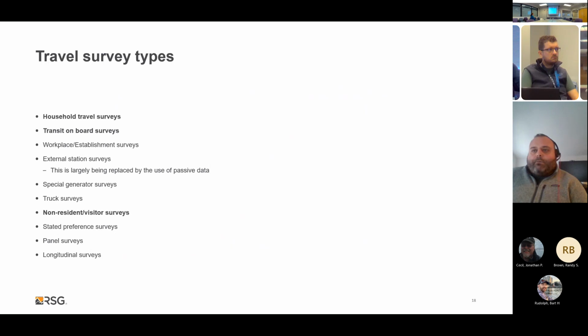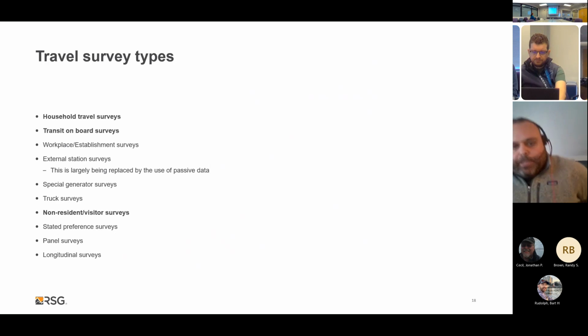I highlighted here in bold non-resident or visitor surveys because this is typically something that the AMATS region has not done. And it's really common in areas that have huge visitor populations to have a completely separate visitor model that is embedded within the travel demand model that is estimated based off of a non-resident or visitor survey into the region. So that could be something that AMATS might want to look at in the future. And we have things like stated preference surveys, panel surveys, and longitudinal surveys.